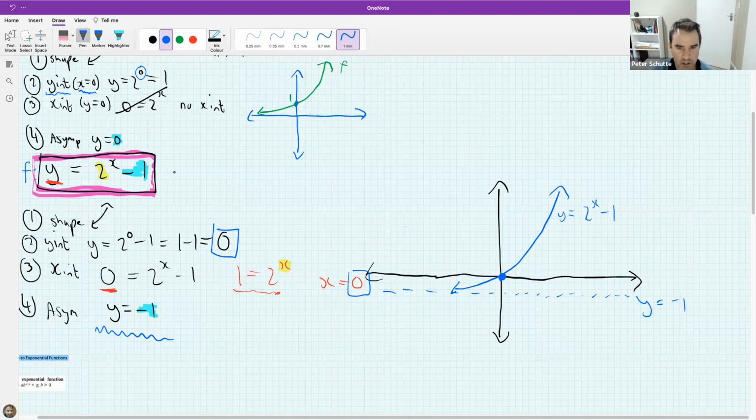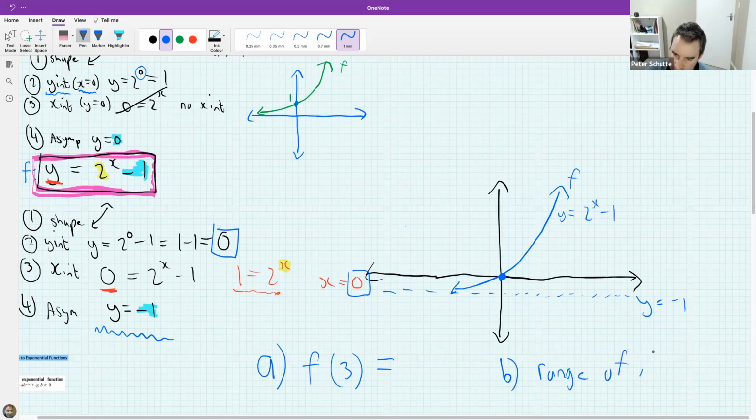So this function I've just drawn is the function f. I'm just giving it a name because I can. And I want to know, what is the value of f of 3? So that's my question A. What's the value of f of 3 if this function is the function f? And I also want to know, what is the range of f?